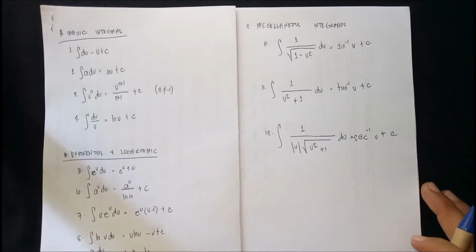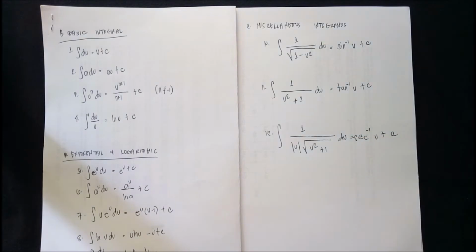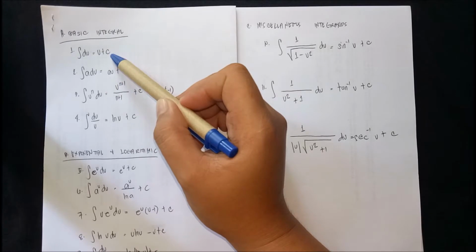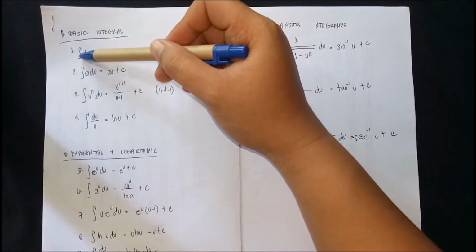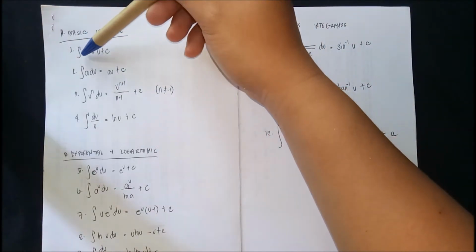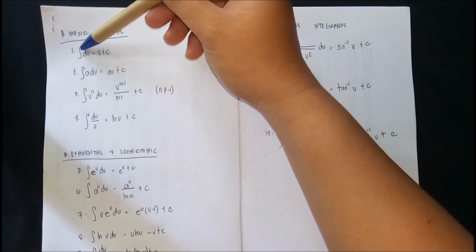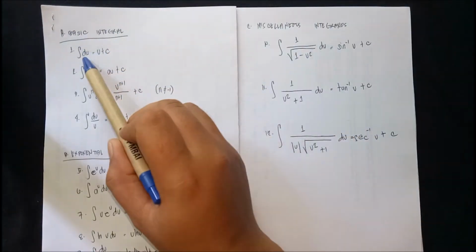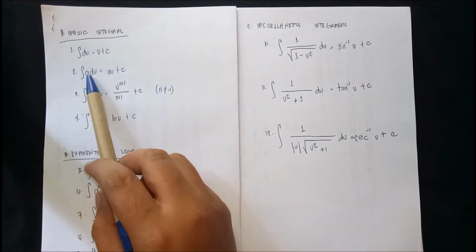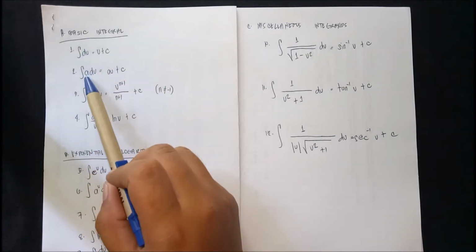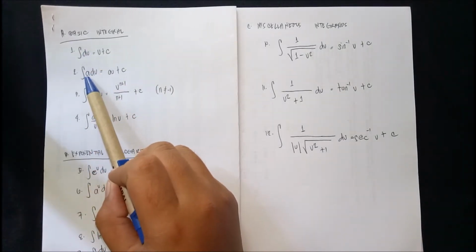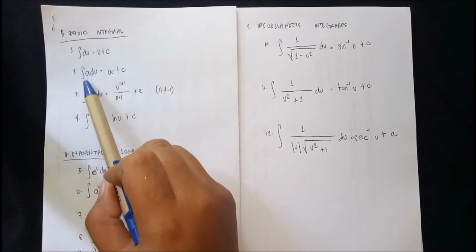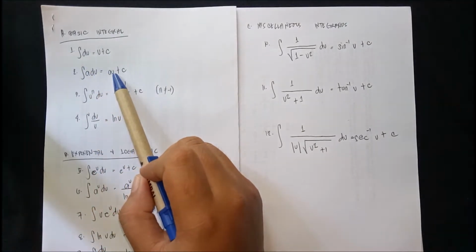Okay, so first, let's look at the basic integral. Say, for example, you have the integral of du, that is simply u plus c. This is what I mean when I say that integration is just the antiderivative. If you take the derivative of u and then integrate it, the derivative cancels, so you simply get u. For this one, it's the same as above, but if you have a constant, you can just take the constant out. And simply, the integral of du is just u.